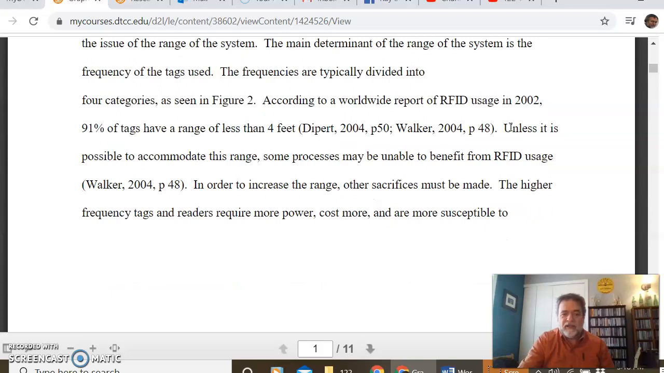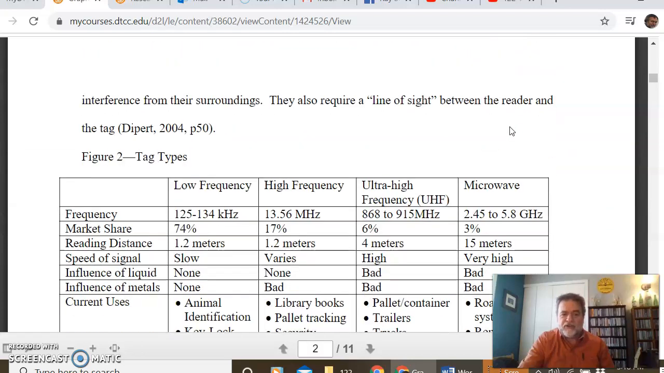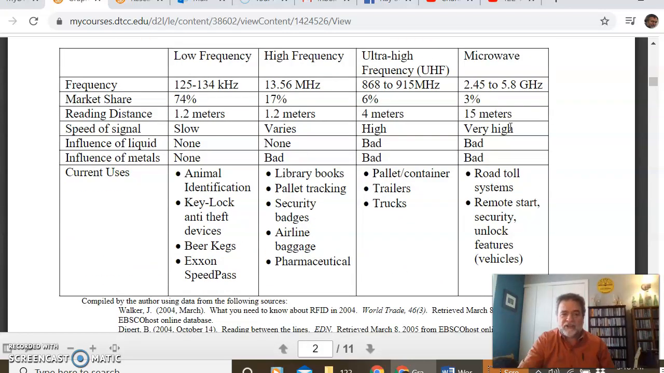A table I love for 2 reasons. One is you can do them in Word and it actually works. And by their very nature, you are forced to present information, not decoration. And this is laden with information. You can study this for a good long while. My goodness, all kinds of information. The frequency range here, the market share, how many of the RFID devices are this type, how far it can be read from, the speed of the signal, and what they're used for.